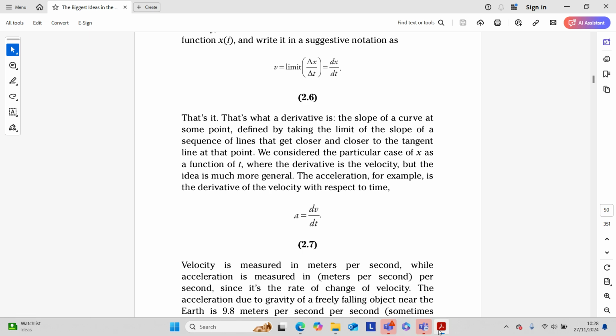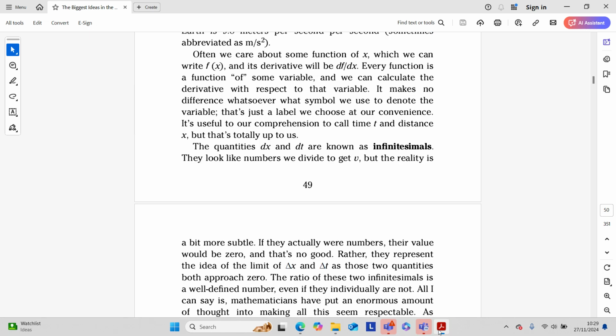Velocity is measured in meters per second, while acceleration is measured in meters per second per second, since it's the rate of change of velocity. The acceleration due to gravity of a freely falling object near the Earth is 9.8 meters per second squared, sometimes abbreviated as meter per second square.